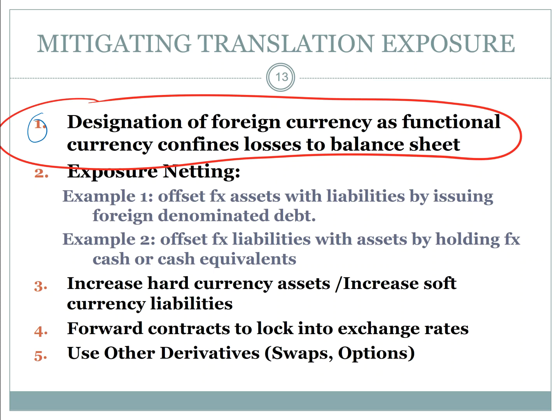So one way of getting rid of all your earnings volatility from translation exposure, or to a large extent, is to specify the peso as the functional currency. The next thing they can do is exposure netting. Say they have a net long position, using whatever method they're going to use, using the dollar as the functional or the peso as the functional.